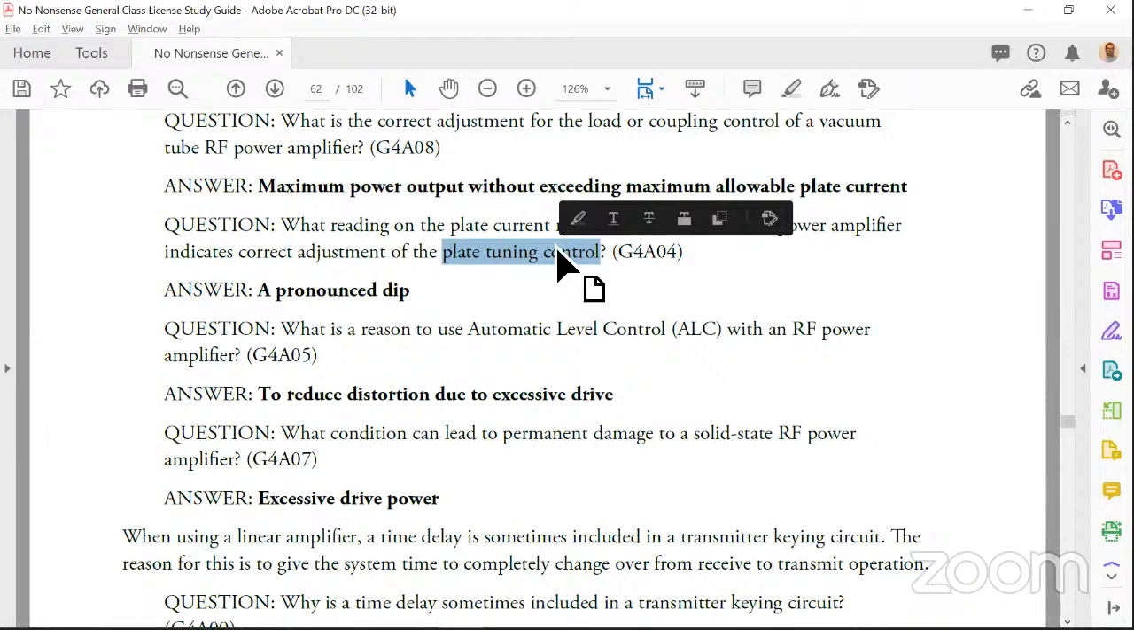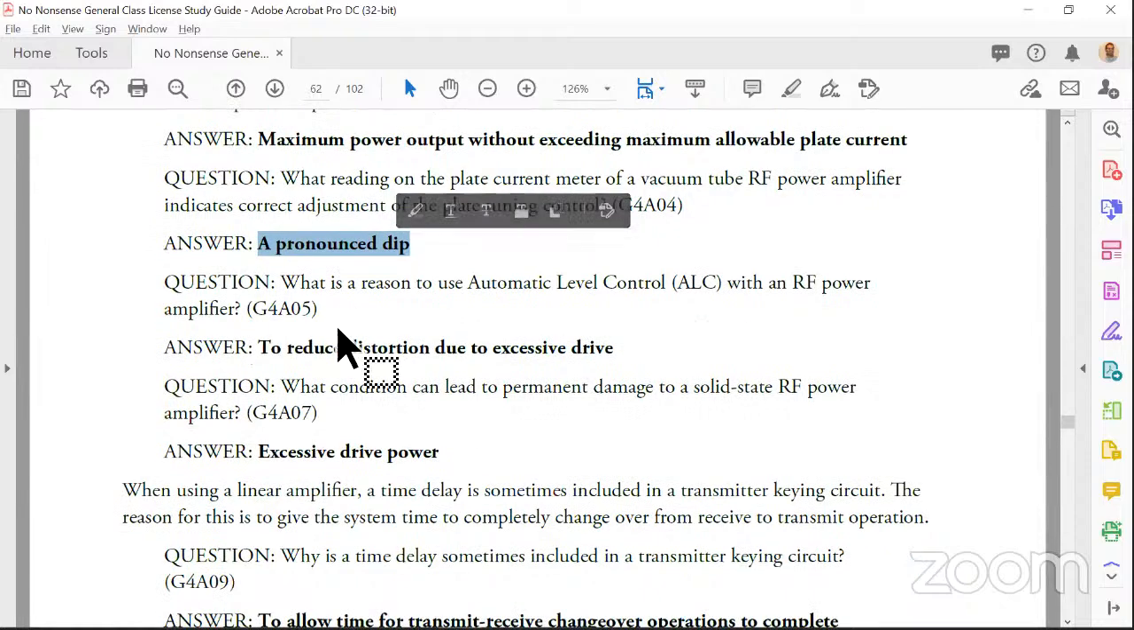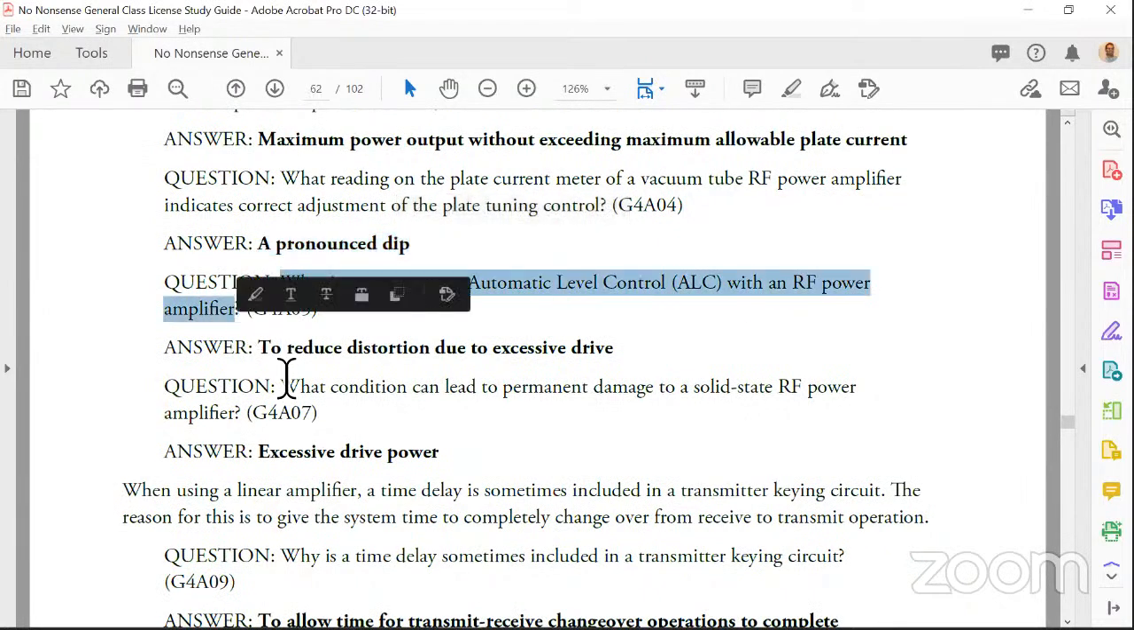No. What you do is as you turn that plate tuning control, you will see a pronounced dip. The needle on the meter will be going up, going up, going up, and all of a sudden you'll see a little dip down. That is the point of correct adjustment. Let's go. Next question in the question pool.